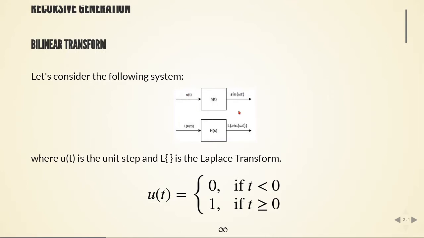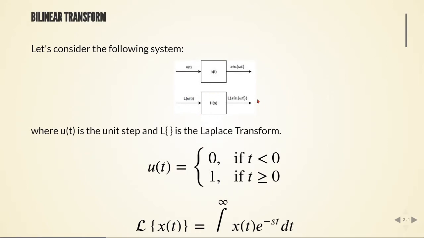So if we apply the Laplace transform to the system, we will have this system here, where we have the Laplace transform of the unit step, the Laplace transform of this h of t, and the output is the Laplace transform of the sine of omega t. And when we have such a system, we can see this H of s as the transfer function, so it's the output divided by the input.